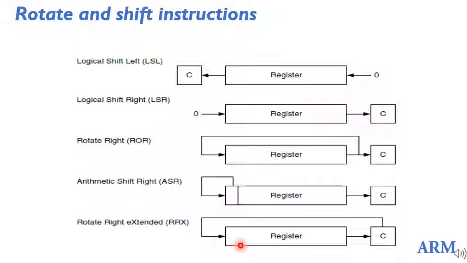This is the difference in RRX, that is rotate right extended. Here it is getting rotated through the carry. Through the carry means the least significant bit is moving to the carry, and instead of the least significant bit going to the MSB as in ROR, here the carry bit is going to the most significant bit, and it is going to shift right. So here the rotation is happening through the carry bit. Thank you.